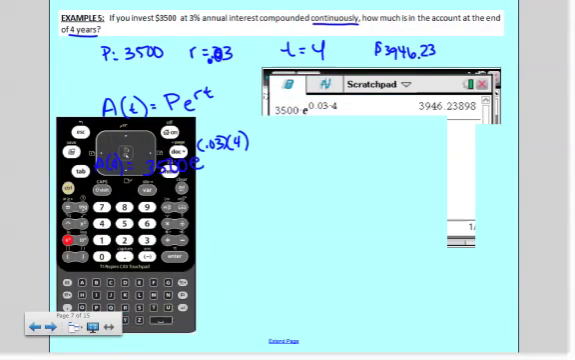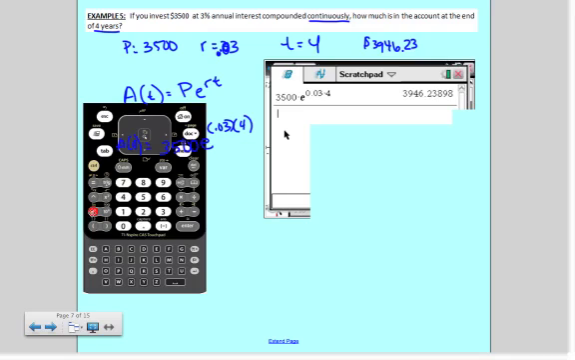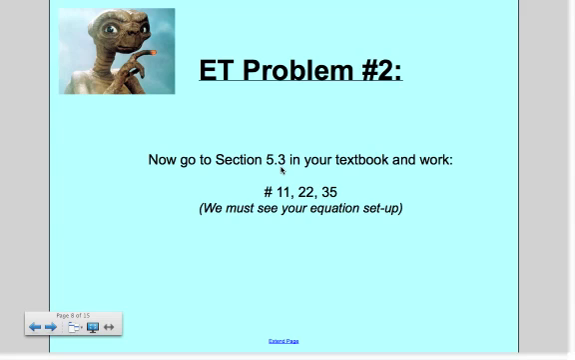But how do I find this E button, you say? Here's how you do it. Do you see this button that's red? That's the E raised to the power of whatever. So press 3,500 times, press that button, and then press 0.03 times 4, enter, and that's how you do it. You don't even have to use the caret, because that red button is already set up for E to some power, E to the X. So for continuous compound interest problems, look at 11, 22, and 35, and show your setup.